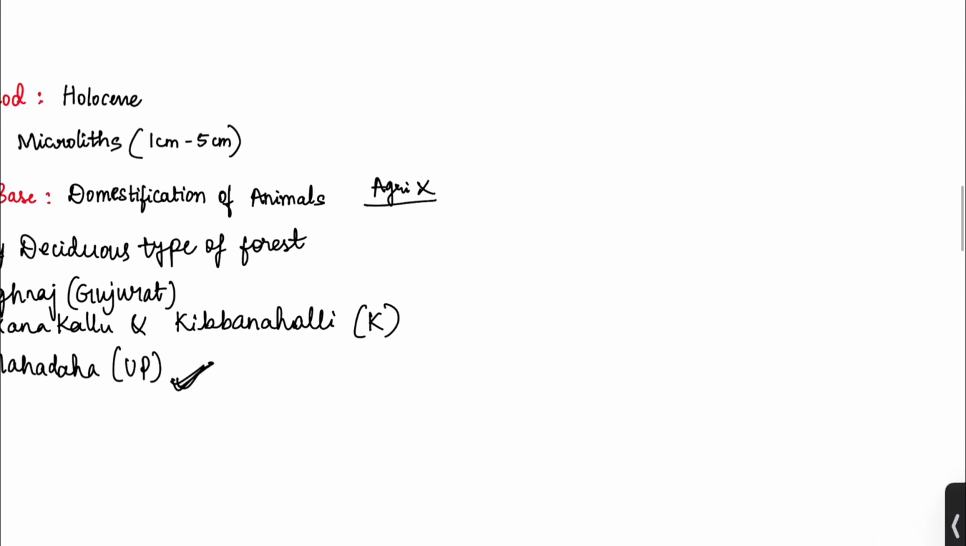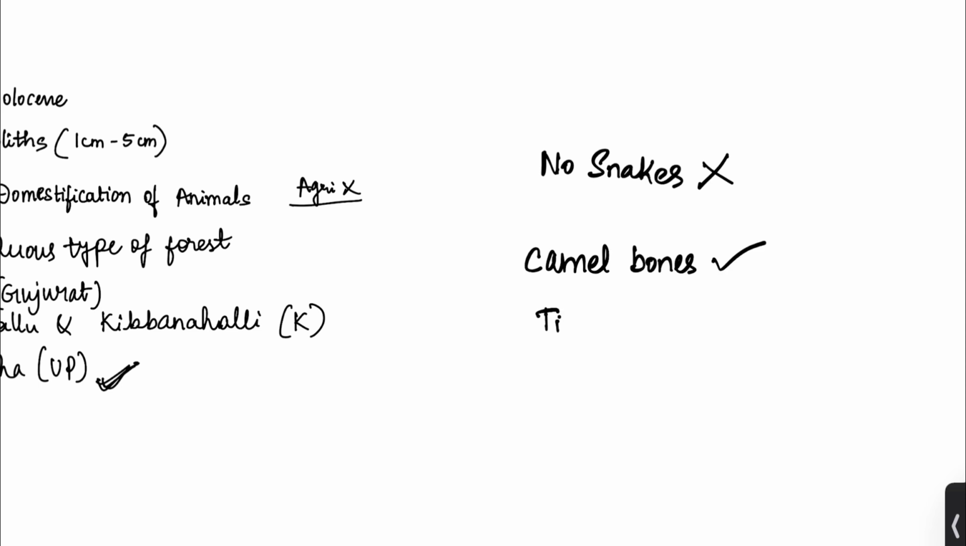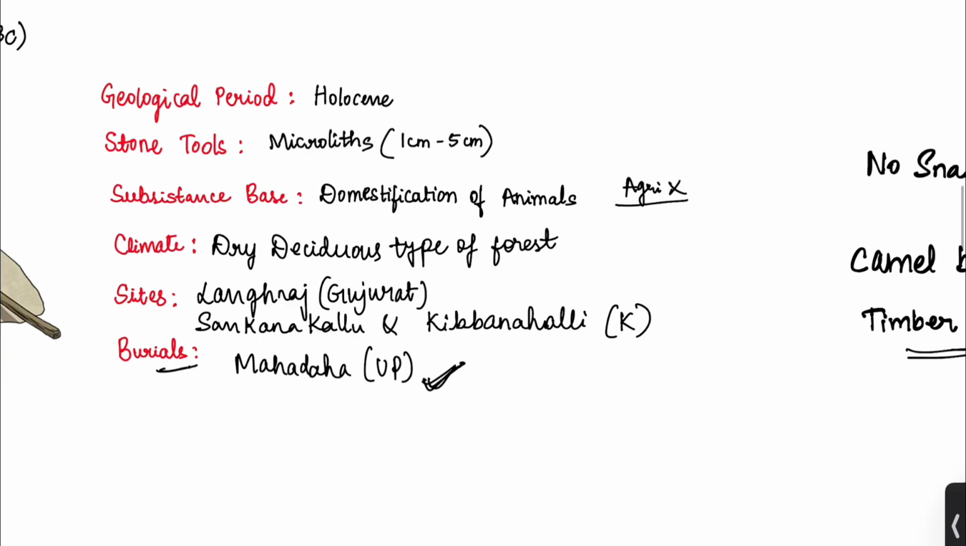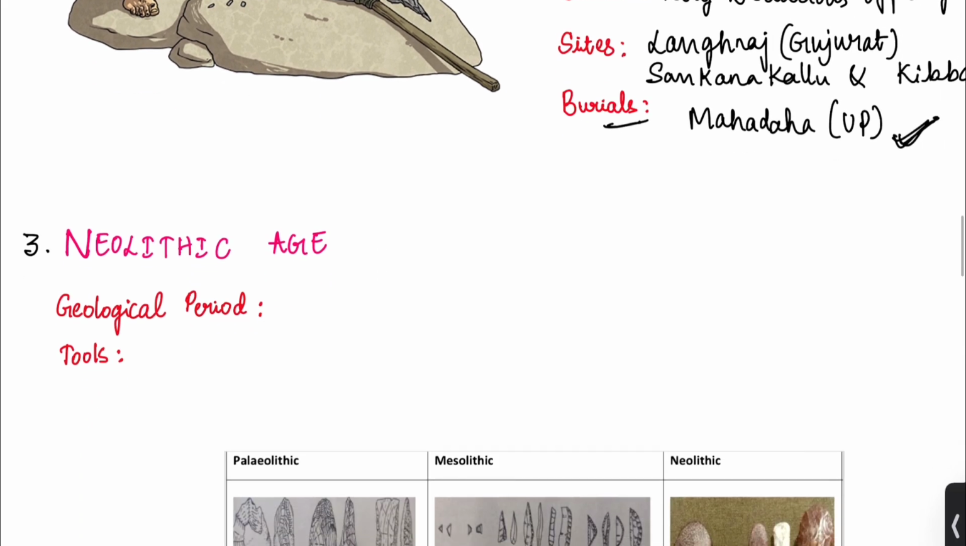If we see extra information about the Mesolithic age, we see there were no snakes found here. No snakes, and camel bones were found here in the sites of Mesolithic period, and use of timber is also found in the Mesolithic. Next we see third age period, that is Neolithic age, New Stone Age period.